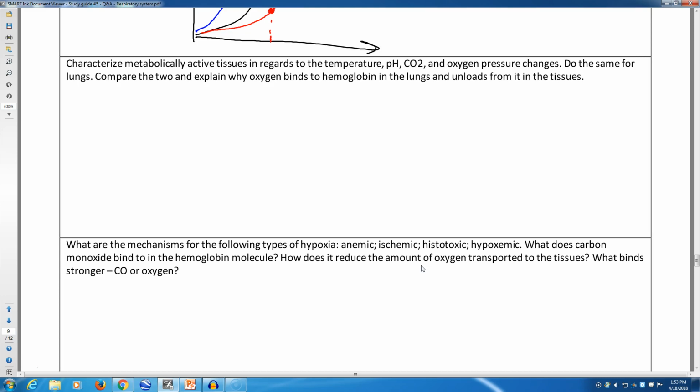Carbon monoxide. Okay, kind of prefacing. So carbon dioxide. What does it bind to? CO2. What does it bind in the hemoglobin? CO2 binds. Which part of hemoglobin does it bind? CO2.